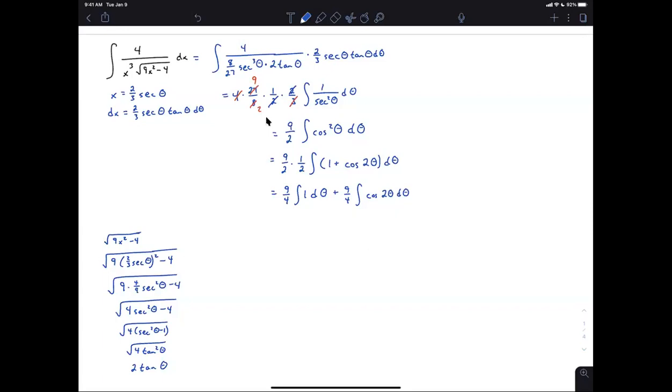Okay, and the integral 1 d theta is just theta. The integral of cosine of 2 theta d theta is positive 1/2 sine of 2 theta because it's a quick u substitution where u is 2 theta. So you would need a 2 here and a 1/2 out here if we were to write it all out. But we can kind of skip that and get 1/2 sine 2 theta. And now we've got an answer in terms of theta.